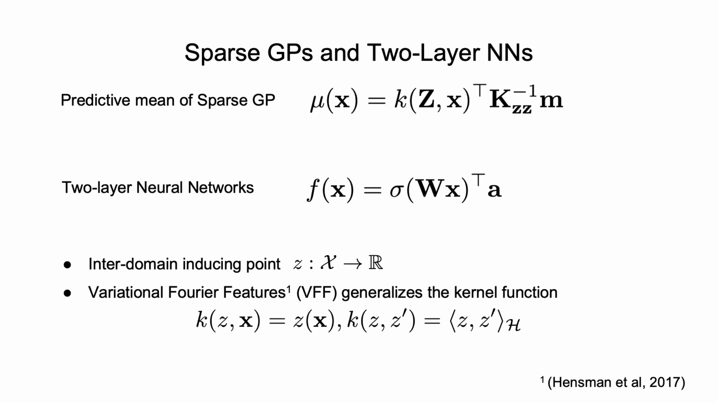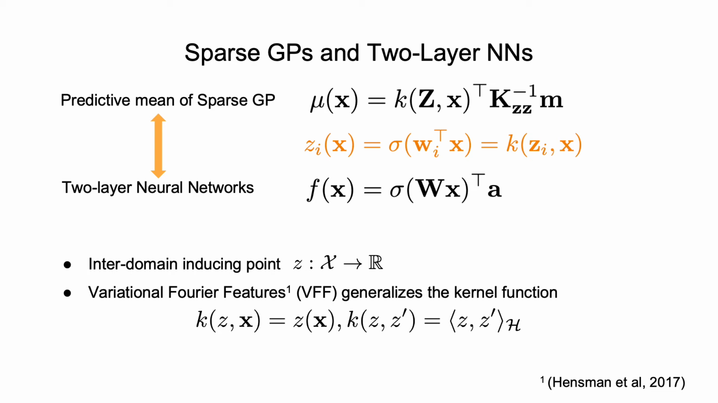An inter-domain inducing point is a function z mapping from the input space to the output space. And Variational Fourier Features generalizes the kernel function so that it can be defined between an inter-domain inducing point and the input x. So that k_zx equals z of x, and k_zz' is the RKHS inner product between these two functions. Now, we can use the technique of Variational Fourier Features to connect a sparse GP to a two-layer neural network.